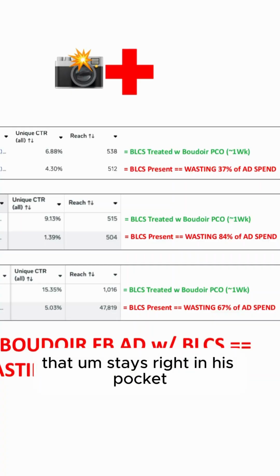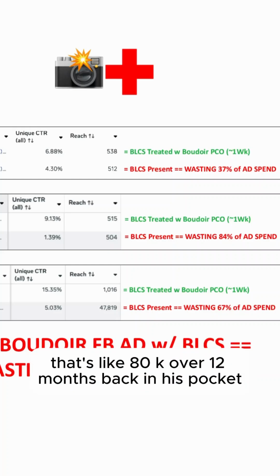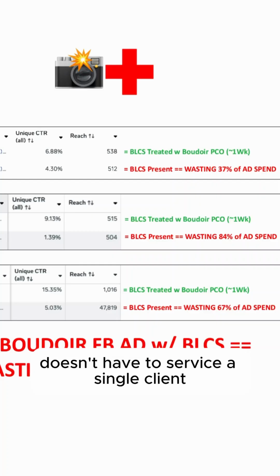That stays right in his pocket. It's kind of like a phantom $6,700 bonus every single month. That's like 80K over 12 months. Back in his pocket, doesn't have to service a single client.